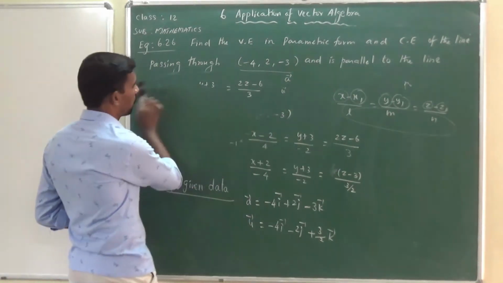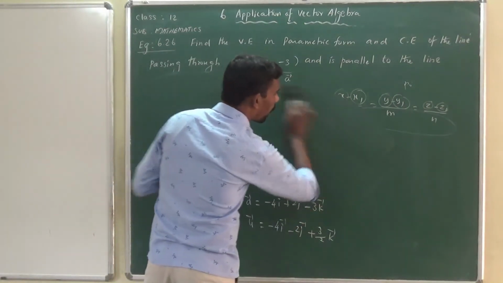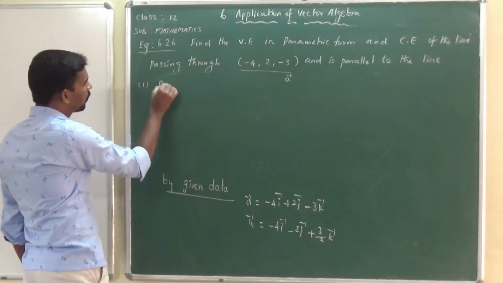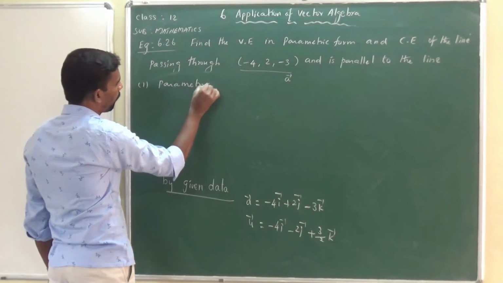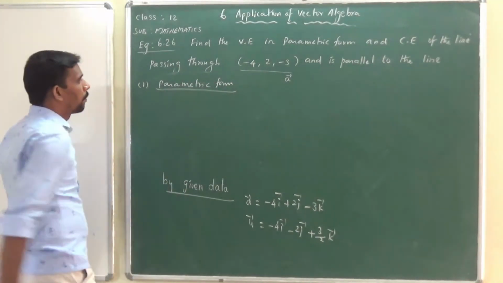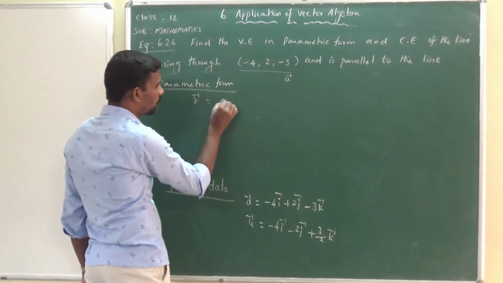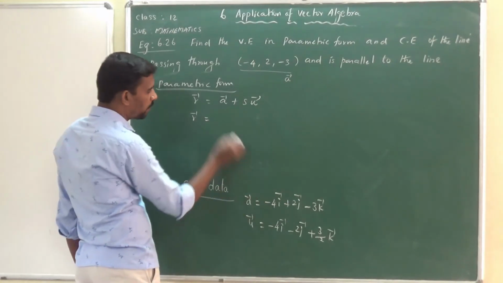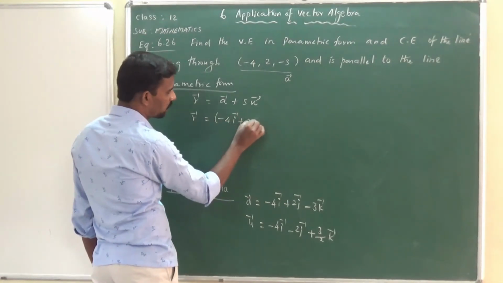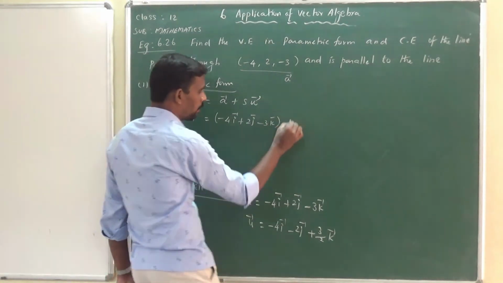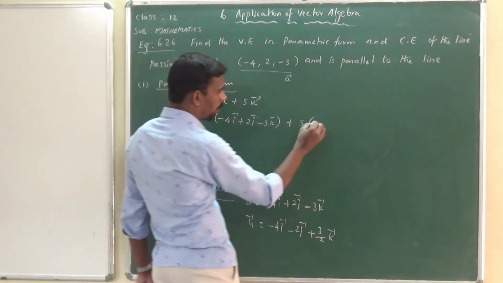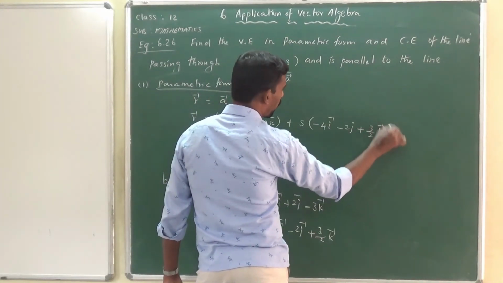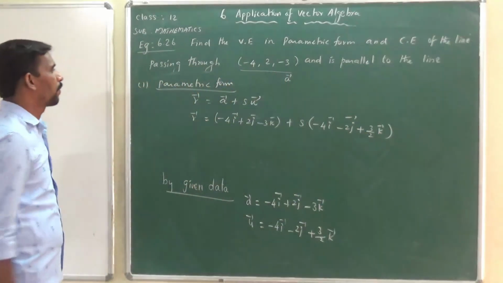Now we see. These are the given data. The first one is parametric form. In parametric form, the equation is r vector equal to a vector plus s into u vector. What is a vector here? Minus 4i vector plus 2j vector minus 3k vector, plus s into u vector, this one: minus 4i vector minus 2j vector plus 3 by 2 into k vector. This is the parametric form.